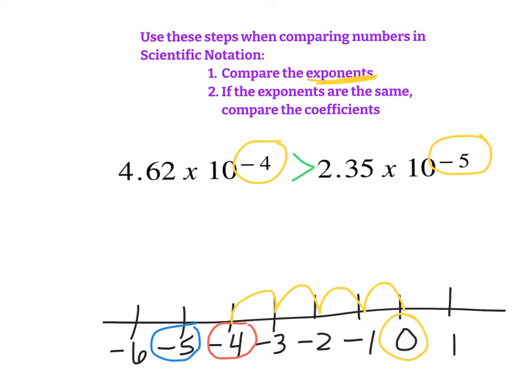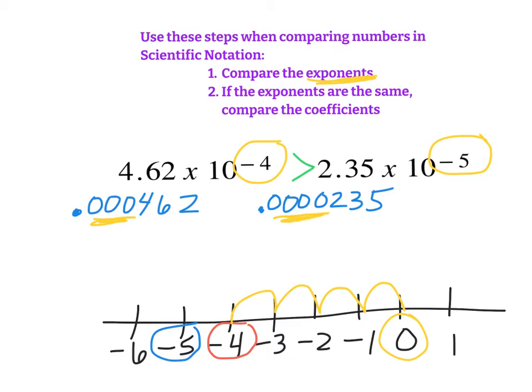So then we don't even have to check the coefficients. If we wanted to look in standard form, let's take a look at what that would look like. So here they are in standard form, and you can see this one has fewer zeros after the decimal than the second number does. So yes, in fact, this first value is the greater value.